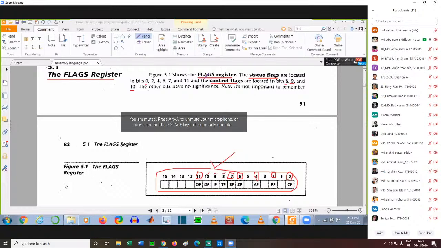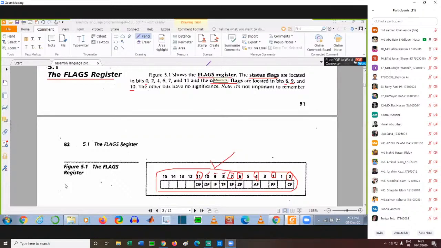Hafiza, can you say what is the difference between the status flag and control flag? Yes, sir. There are 6 status flags and 3 control flags, sir. Yeah, but what is the difference between them? I mean, in terms of operation, what does a status flag do and what does a control flag do?